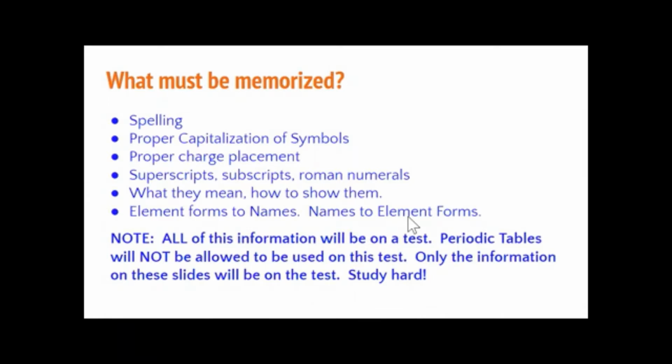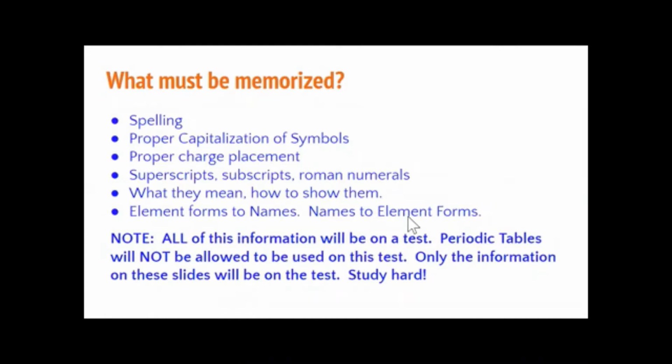You will just know. So when we're memorizing it, what do we have to memorize? Because it's a lot of information. I know it's a lot of information. You have to memorize the spelling. You have to memorize the proper capitalization of symbols, the placement of the charge, superscripts, subscripts, the proper Roman numerals, what they mean, how to show them, element forms of names, names to element forms.